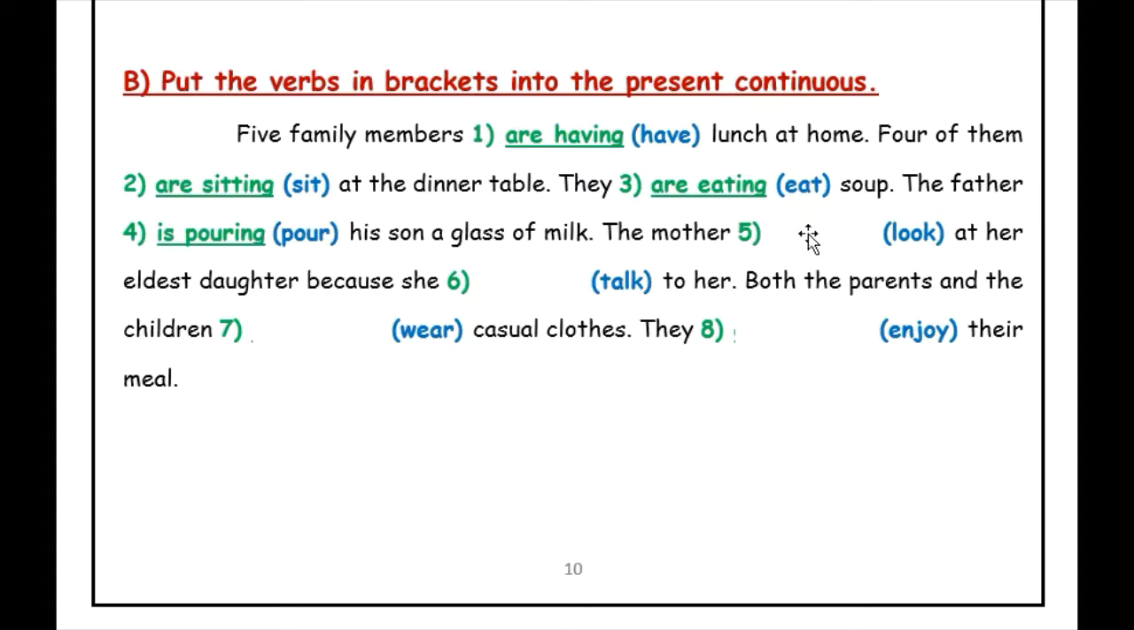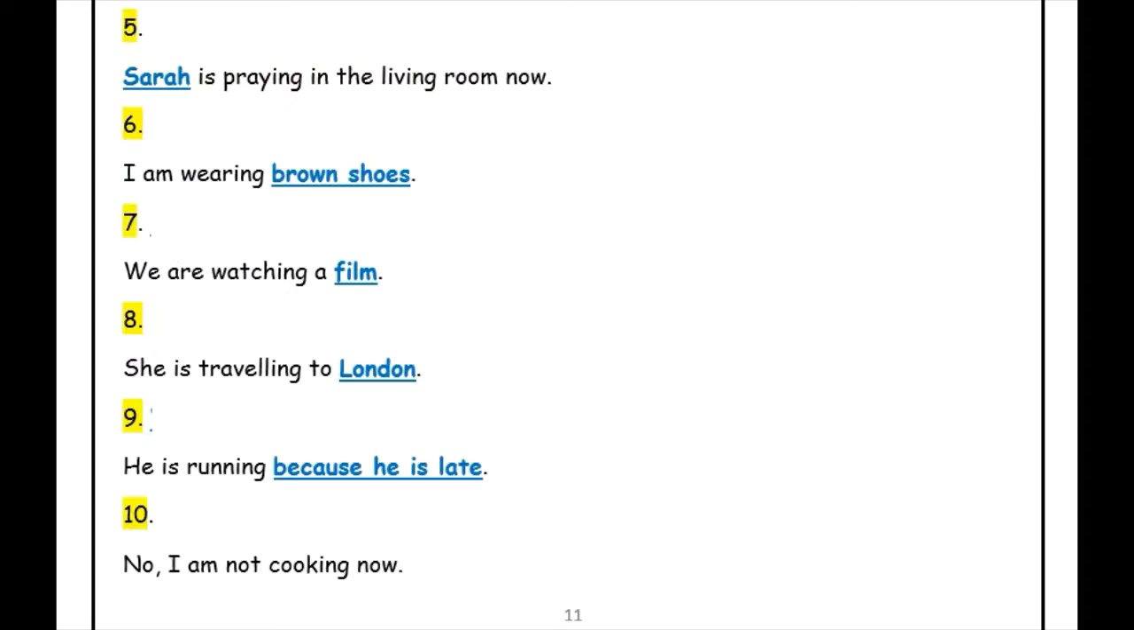The mother look at her eldest daughter. The mother is looking at her eldest daughter because she talked to her. She is talking to her. Both the parents and the children wear casual clothes. Both the parents and the children are wearing casual clothes. They enjoy their meal. They are enjoying their meal.